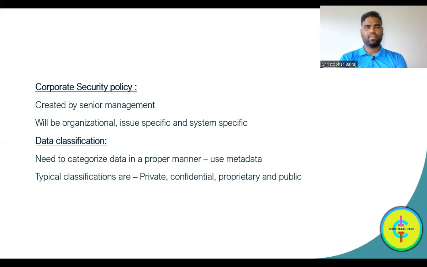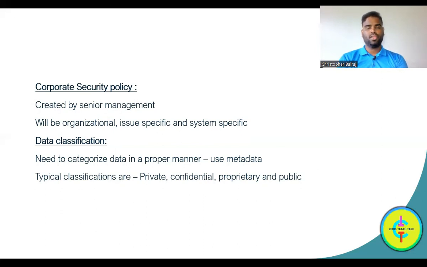Issue specific means, for example, that the organization involves online transactions. That's an issue, that's a functionality. So they can create some rules focusing on that particular functionality. Probably another department in the same organization deals with marketing, so these particular rules and security standards need not be applied there. That is what issue specific, functionality based, means. And the next thing is system specific. What do we mean by system specific in this sense?